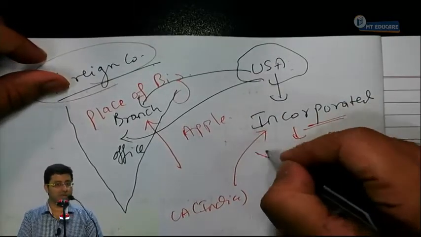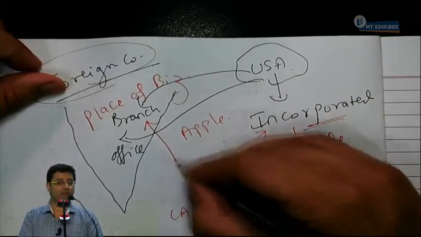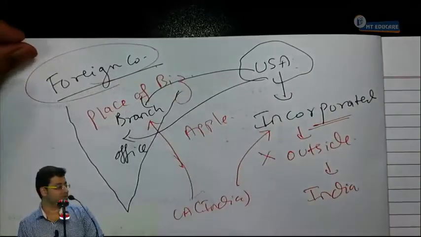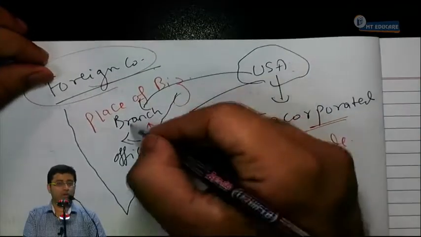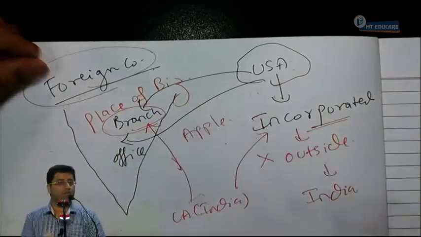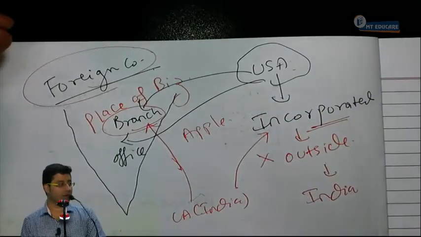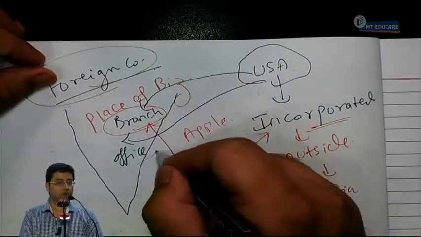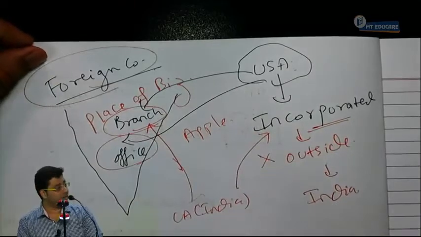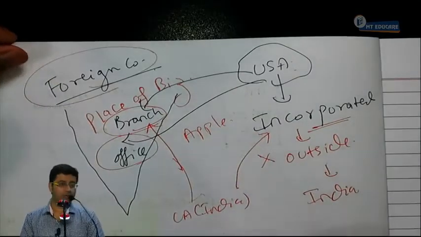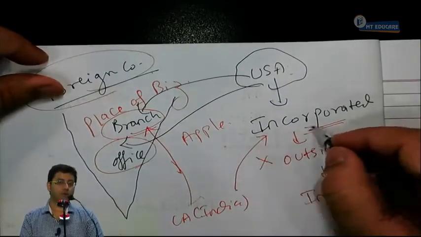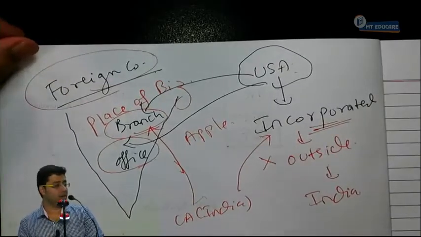So this arrow is not allowed, but he can very well be the auditor of what? This company which is having a branch in India. So you can be appointed as a branch auditor of this foreign company. Okay, there is no harm in that. Suppose you want to do the audit of this office of Apple, you can be appointed as an auditor for that company, but you cannot be an auditor for the holding company which is incorporated outside India.